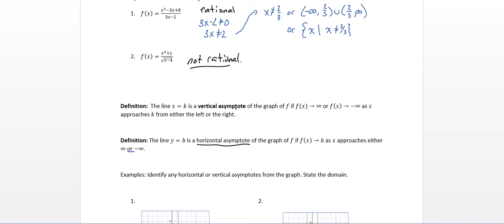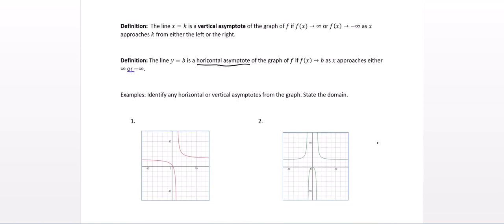So vertical asymptotes look at what happens to y near a specific value. Does the graph blow up, or does the graph go sharply down? Horizontal asymptotes are looking at end behavior. This is x approaching infinity or negative infinity. Infinity is the far right side of the graph, and x approaching negative infinity is the far left-hand side of the graph. Do we eventually settle on a number for our y value, for our f of x?